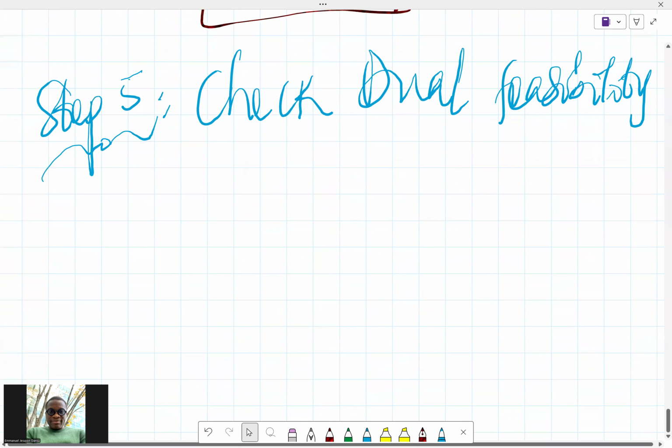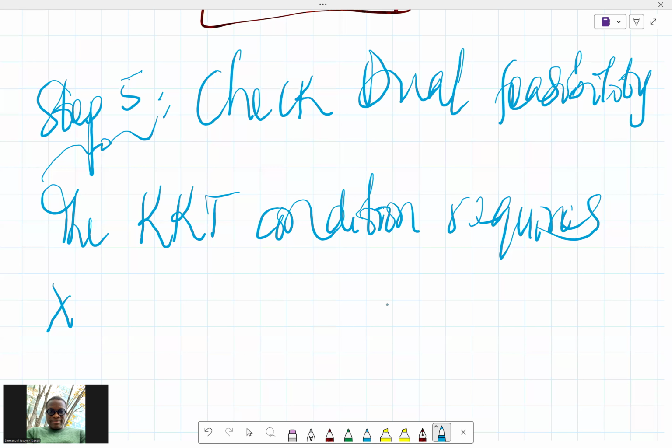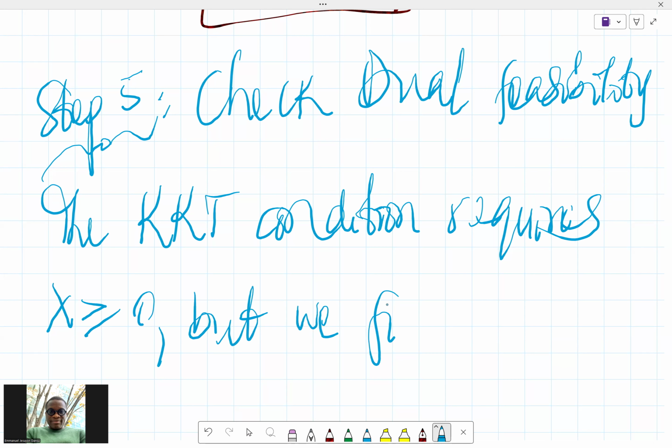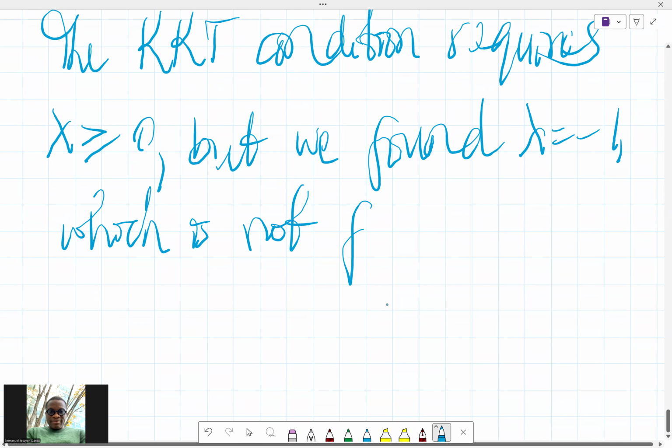So we can say the KKT condition requires lambda to be greater than or equal to 0, but we found lambda to be equal to -1, which is not feasible.